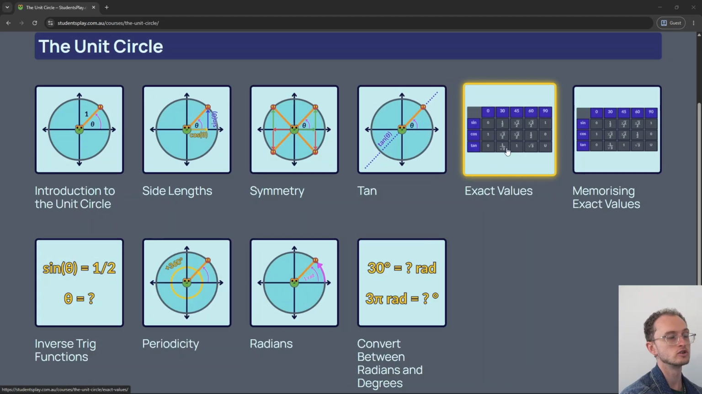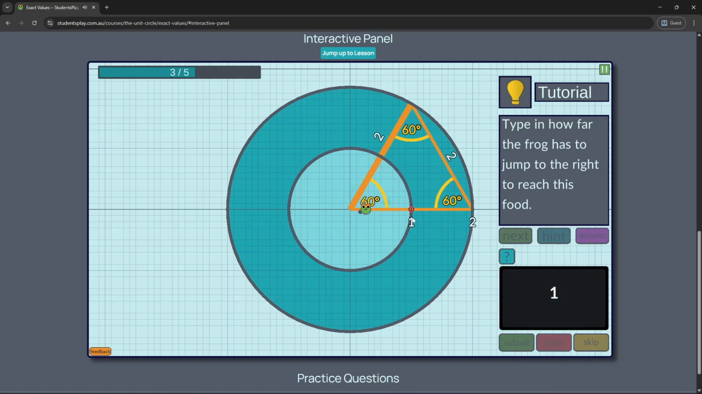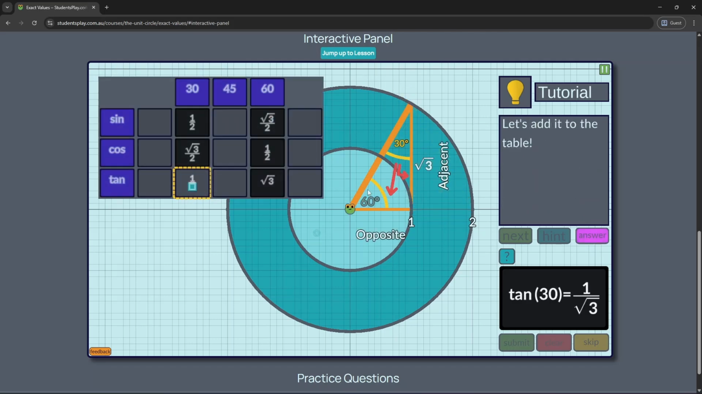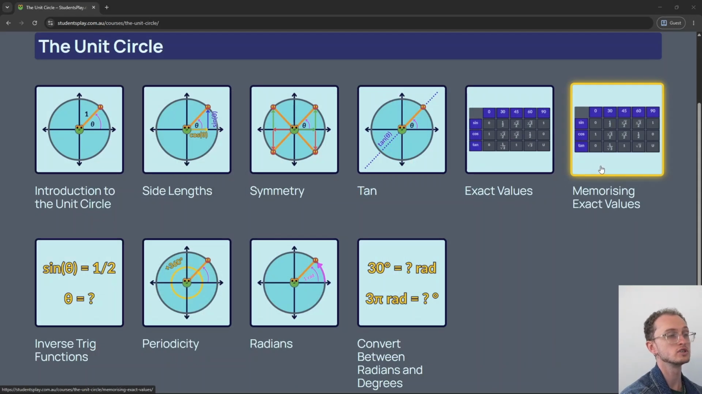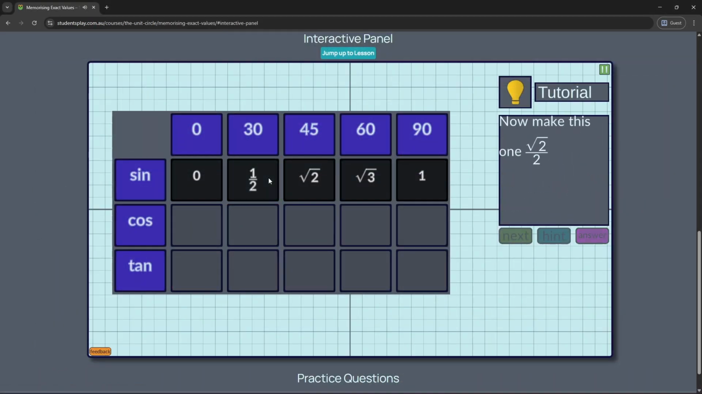The next one is showing how we can make the exact value table by showing students where these values actually come from in the exact value triangles. You basically build the table by exploring the exact value triangles and how they can occur. This next lesson is purely just how to memorize the exact value table. There's probably a few different methods, but I explained the one that I use, which is pretty fast.